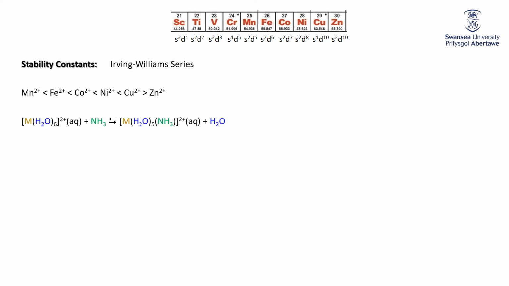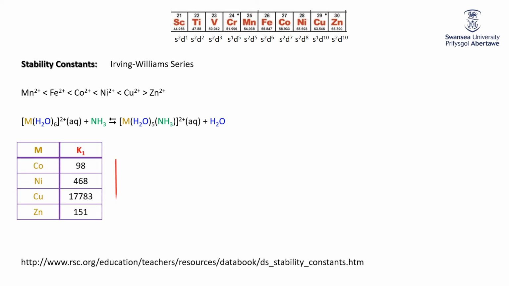First of all, starting off with just replacing one water by an ammonia here. So we've got 5 waters left and an ammonia. Again, both ligands neutral. So we start off with the metal 2+ cation, and we're going to end up with 2+ charge for the whole complex. As you look down here, cobalt to nickel to copper, the stability constant is going up, but then as you go from copper to zinc, it goes back down again.